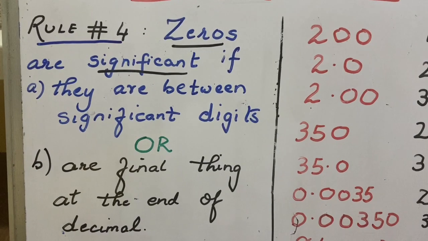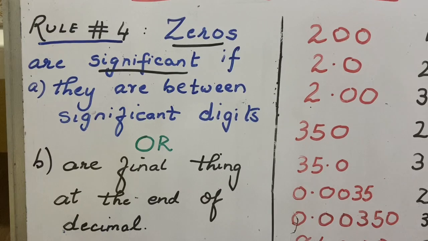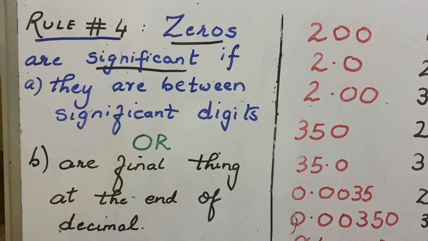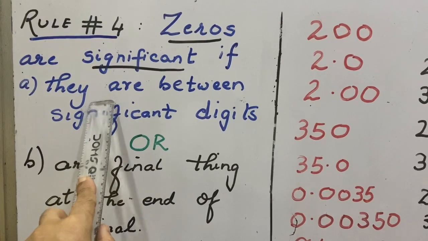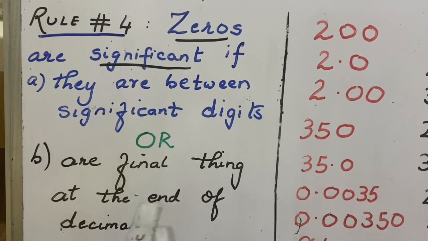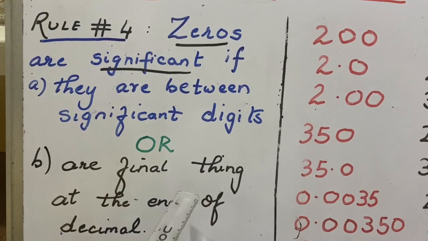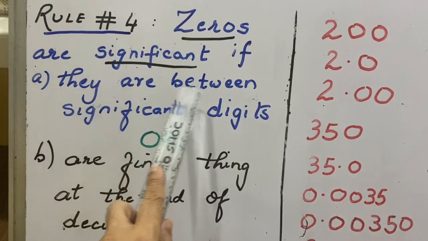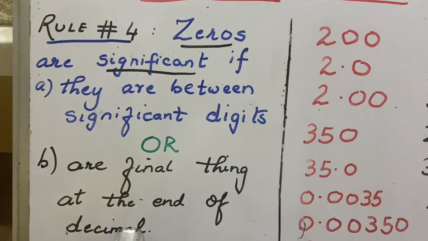Now, the most important thing. Zeros are significant only under two conditions. First, either they are between significant digits or are final at the end of the decimal. Now, let's take some examples and understand. Again, zeros are significant only if they are between significant digits or are final at the end of the decimal.